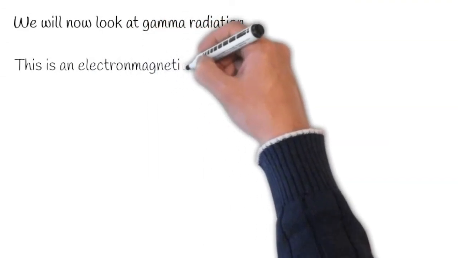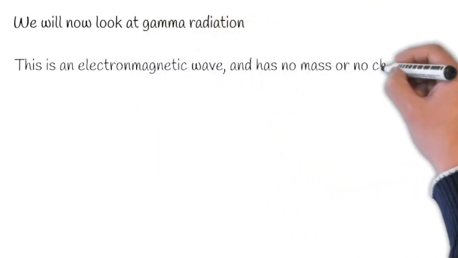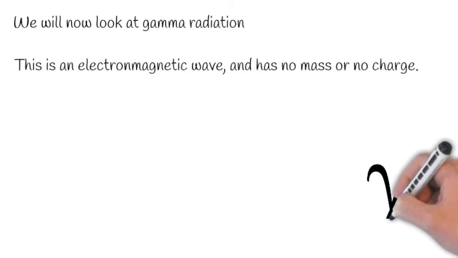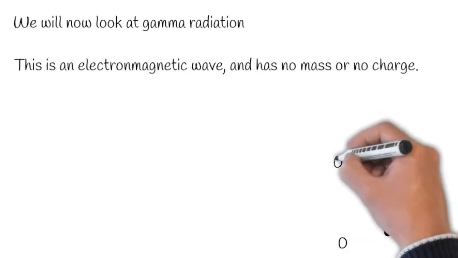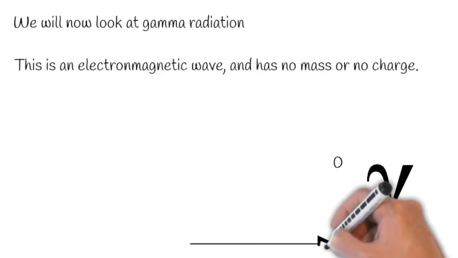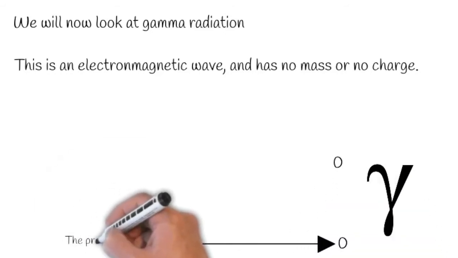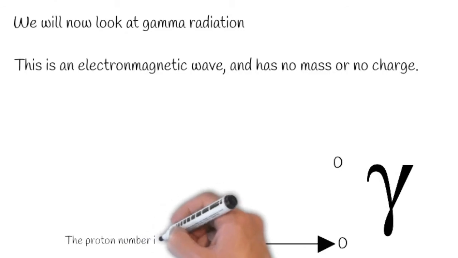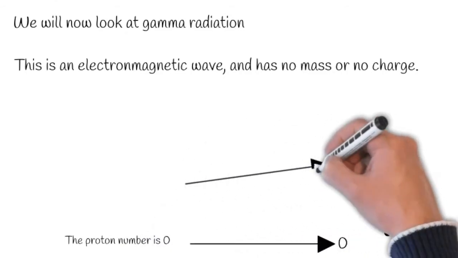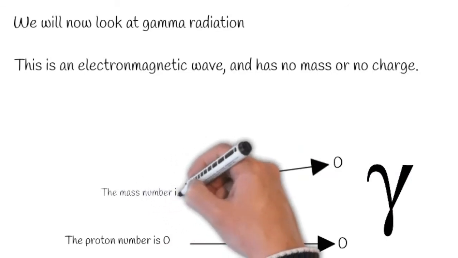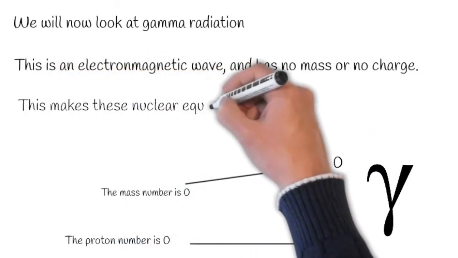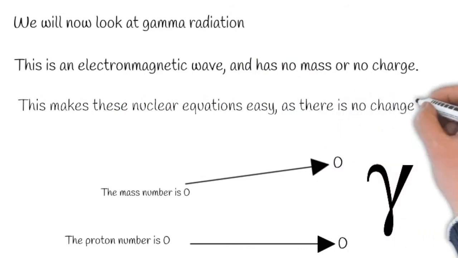We will now look at gamma radiation. Gamma radiation is an electromagnetic wave and has no mass or no charge. Here is the symbol for gamma radiation. Here, remember, is the proton number. So 0 protons because it's a wave. And here is the mass number. 0 mass because it's a wave. This makes these nuclear equations very easy as there is no change.